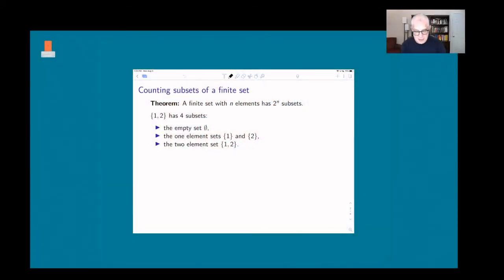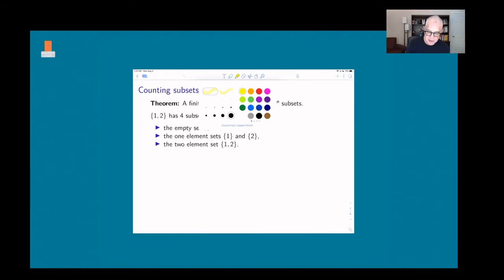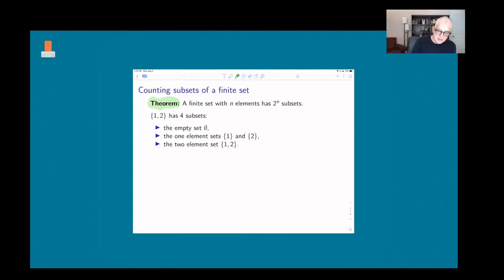So, here we go. I'm calling this a theorem. A theorem is a fairly important statement which we are going to show to be true. So this is a theorem, and the theorem says that if you have a finite set and it has n elements, then it has 2 to the n subsets.